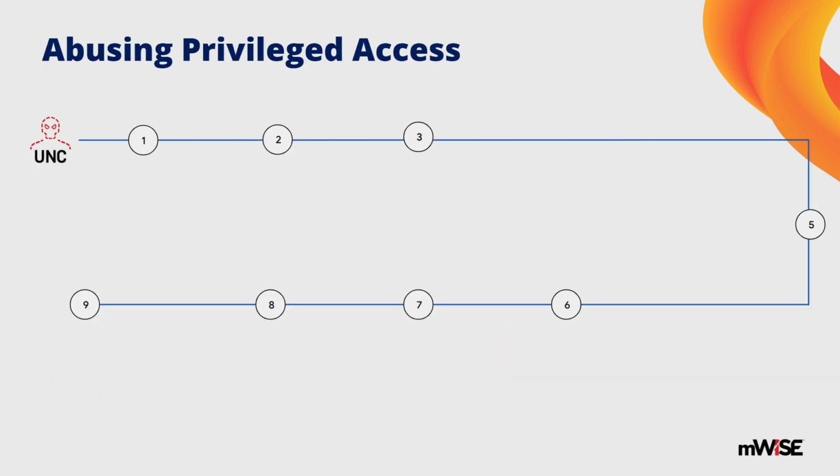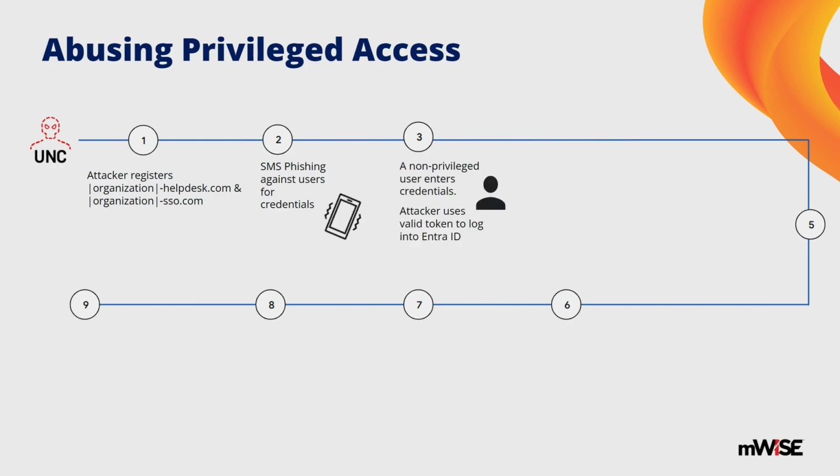In our next case study, we see UNC3944 registering two domains that closely resemble the victim organization's domain. They use the organization name, -helpdesk, and -sso.com. Once these are registered, they launched an SMS campaign, also known as a smishing campaign, sending end users multiple text messages claiming to be from the help desk and urging them to use a link provided by the attacker to reset their password immediately. Eventually, a non-privileged user clicks on the link and unknowingly provides their credentials to the threat actor.